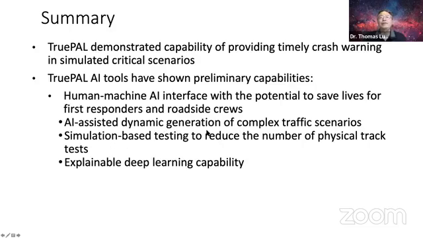AI-assisted dynamic generation of complex traffic scenes. We did that, and also generating simulated training samples and testing samples. That really helps to test the system with fewer physical track tests. Also, explainable deep learning capability so that we can explain it to the first responders or users or testers to build trust in this AI system.